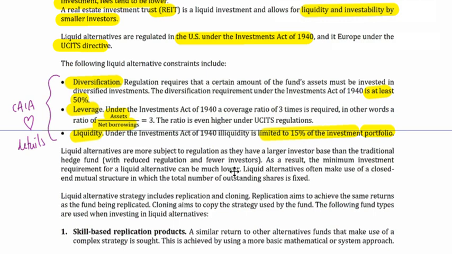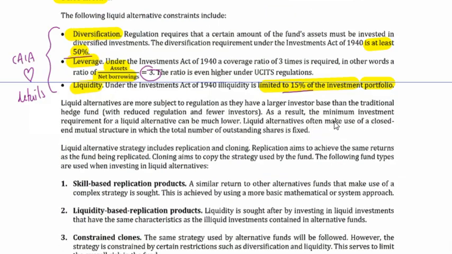And when you see things like a leverage ratio of 3 times, a diversification ratio of 50%, a liquidity of 15%, please remember those. Those are very likely to come up in your final exam.